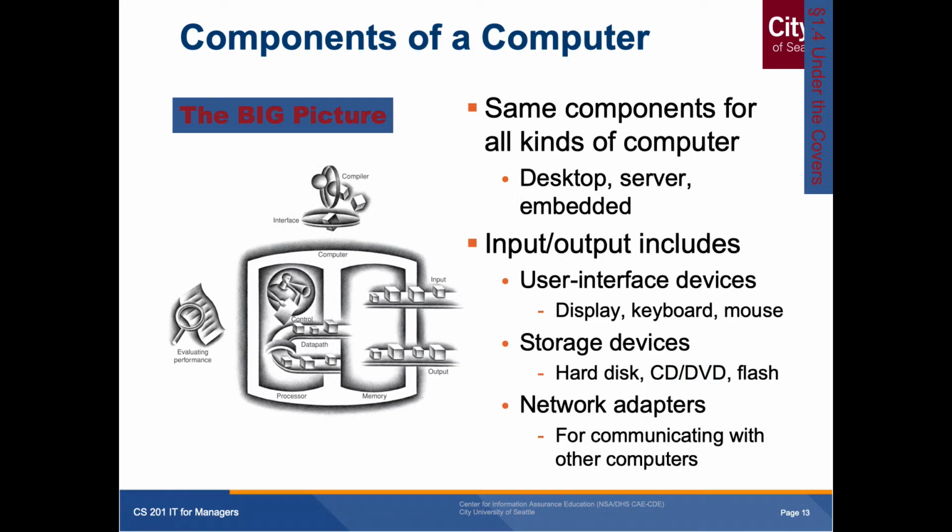Components of the computer, desktop, server, embedded. We mentioned that input, output includes user interface, what the user can interact with, right? The display I can see, keyboard I can type, mouse I can move around. Storage devices. Before we had the spinning platter, hard disk drive. We have the solid state drive now. It doesn't have that spinning platter. We have network adapters for communicating.